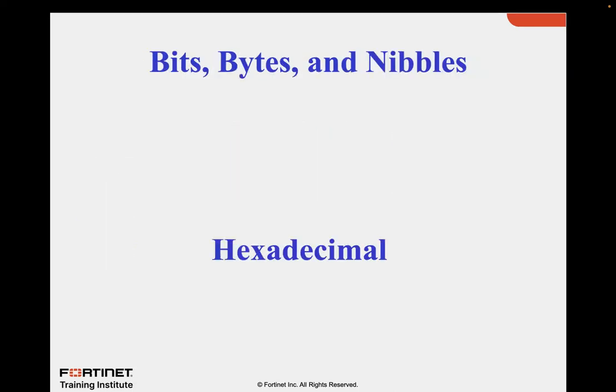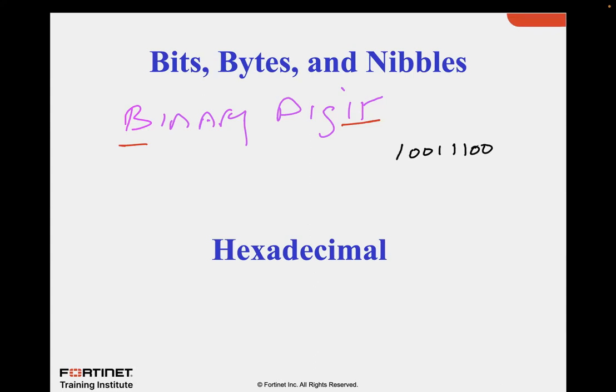Now, terms that you may not be familiar with. A single binary digit is called a bit. In fact, the word bit is the contraction of binary digit, or bit. 8 bits make up a byte. So this would be an example of a byte. 8 binary digits is a byte.